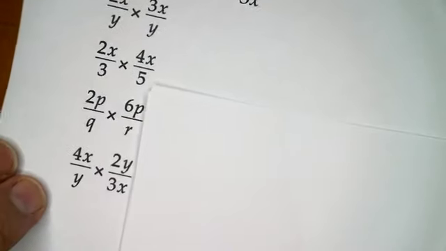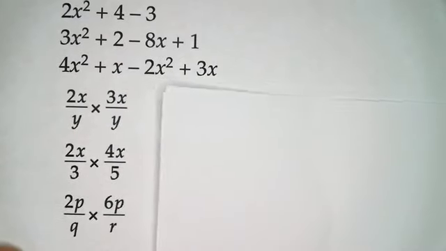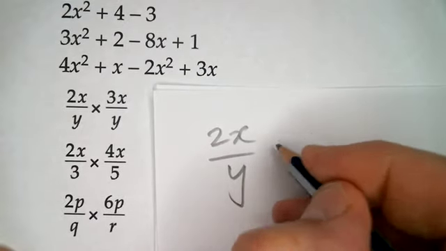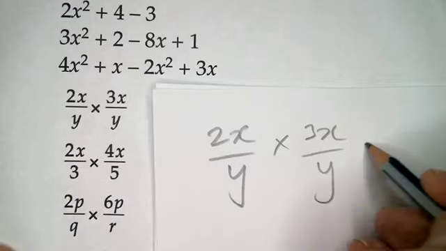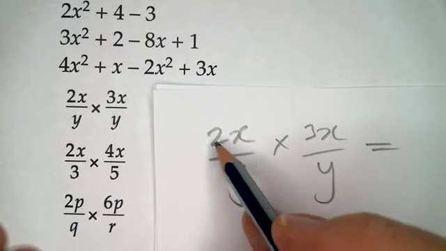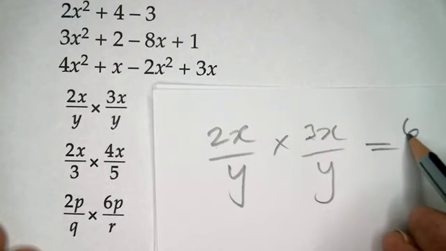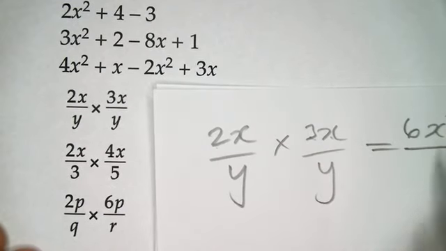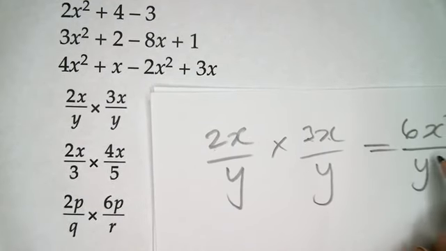All right, so we start off with this first one here, which is nice and straightforward. So we've got 2x on y times 3x on y. Well, nice and simple, straight across. 2 times 3, multiply the coefficients first. 2 times 3 is 6. x times x is x squared, over y times y is y squared.